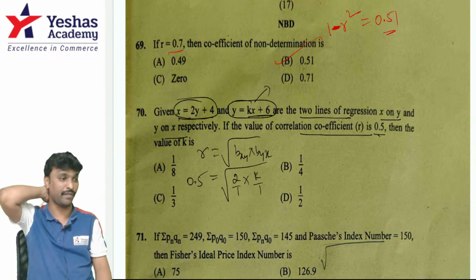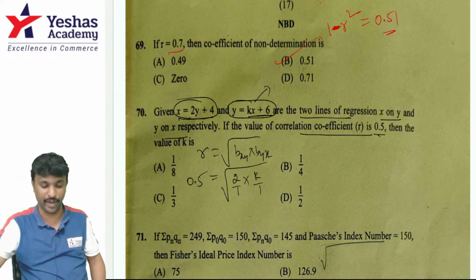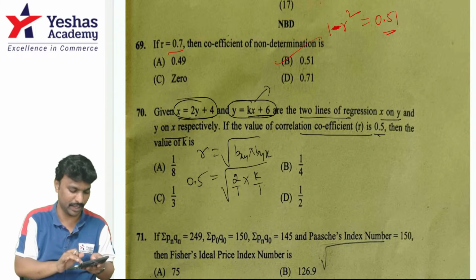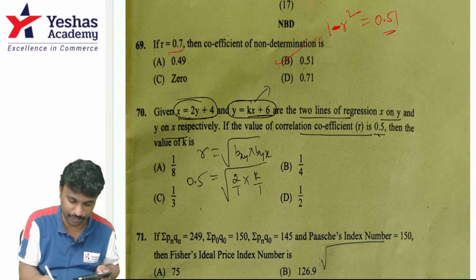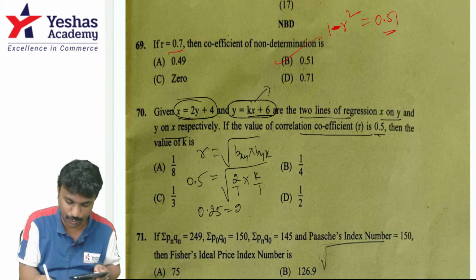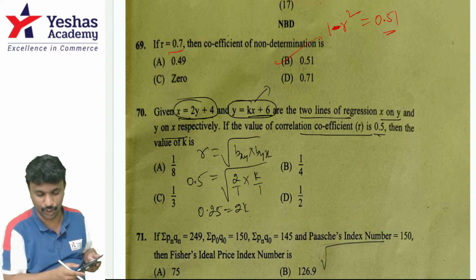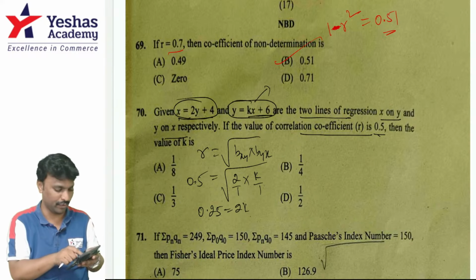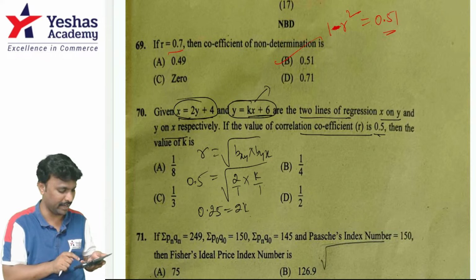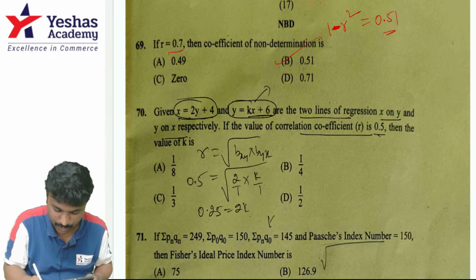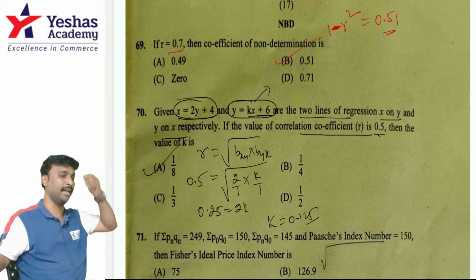Now, since we need to find the value of k, we have to square on both sides. 0.5 the whole square is 0.25 is equal to 2k. So send that to the other side. 0.25 divided by 2 fetches me 0.125. So k is equal to 0.125. That means option A, 1 by 8.